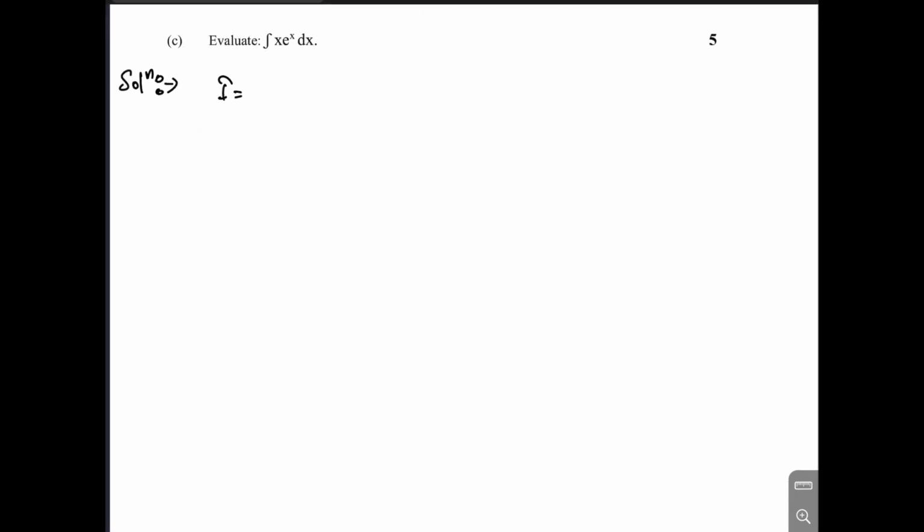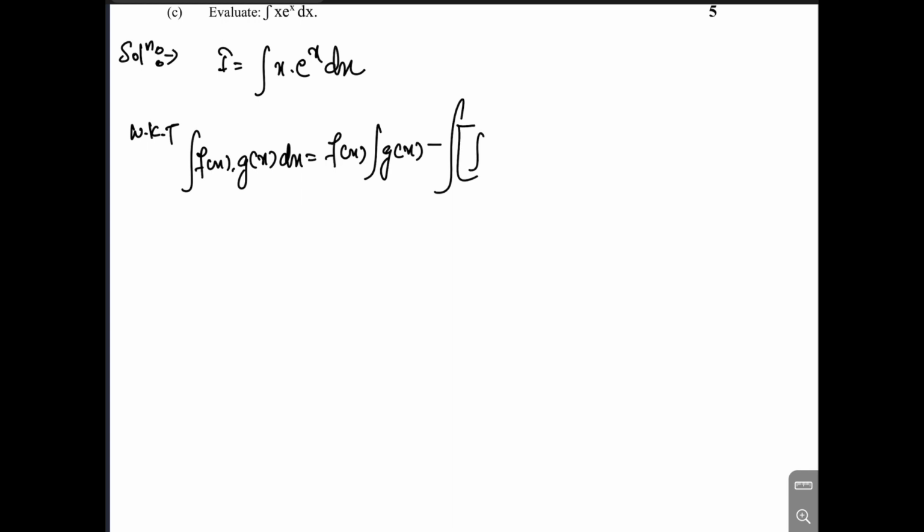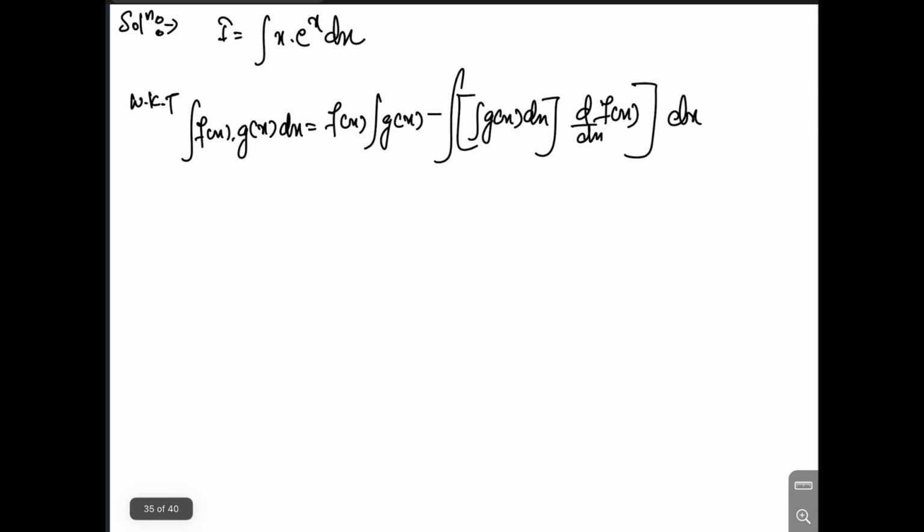Next problem, I equals integration of x into e raised to x dx here. So it's in the form of u into v itself. So here we know that integration of f of x into g of x dx equals f of x integration of g of x minus integration of g of x dx, differentiation of f of x, again whole dx. So here we can see f of x is nothing but x and g of x is nothing but e raised to x.